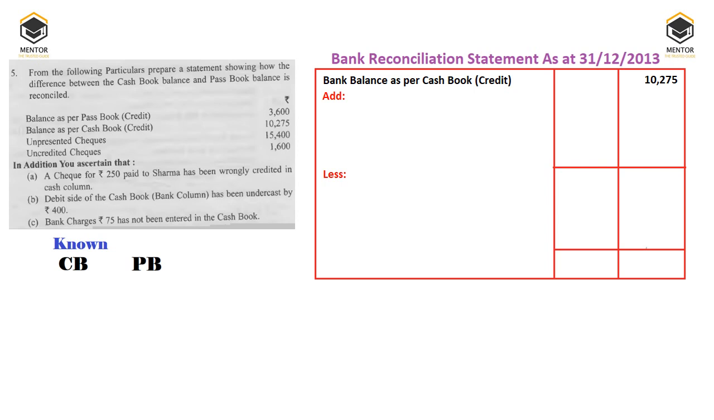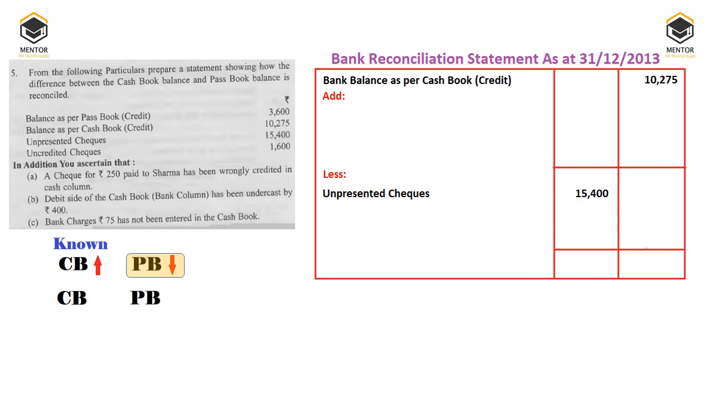Now unpresented check. When you issue a check, what will happen? Where do you write it in the cash book? Credit side. Already the cash book is showing which balance? Credit balance. Then what will happen? Your cash book overdraft will increase. Whereas this check has not been presented in the bank for payment. Therefore, the passbook overdraft will be less compared to the cash book. Which one do we need to find out? Passbook. Therefore, a decrease in passbook in the sense this item will be deducted. Unpresented checks 15,400. Clear? Next item.